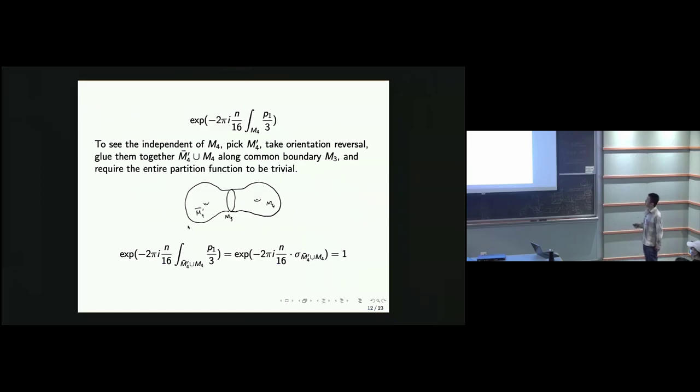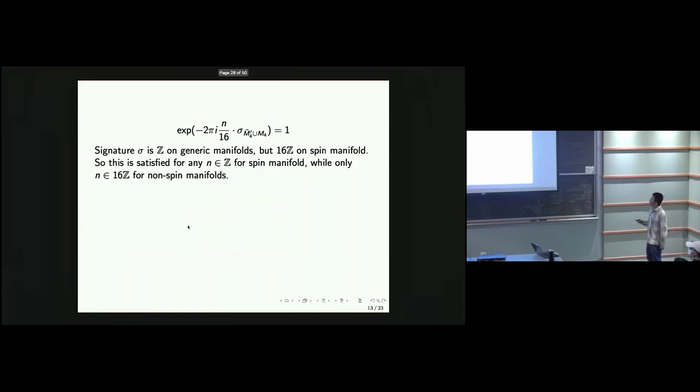Okay, so more concretely, you take the two different extensions, M4 and M4 prime, and try to compare them. Once you compare them, you're going to find that their difference is given by this expression, which is given by the signature of this closed 4-manifold. And we want to demand that this thing must be identity. Now, the signature is an integer on a generic 4-manifold, but it is 16 times an integer on a spin manifold. So it means that when n is a multiple of 16, this guy is always identity, so it's always satisfied.